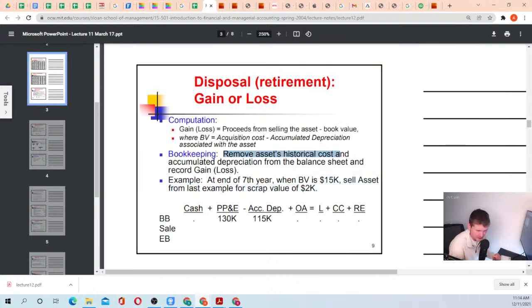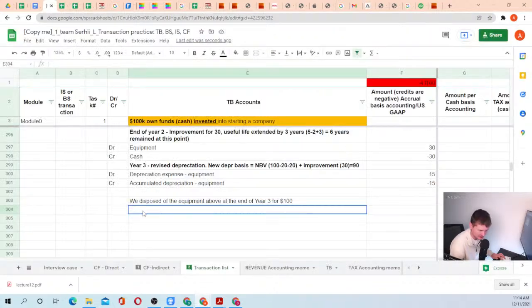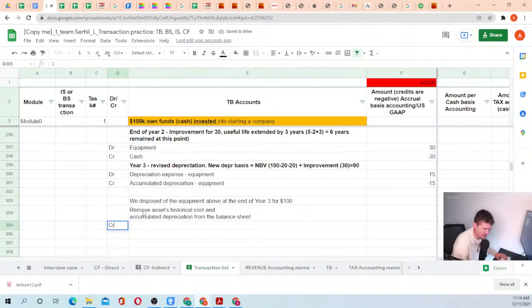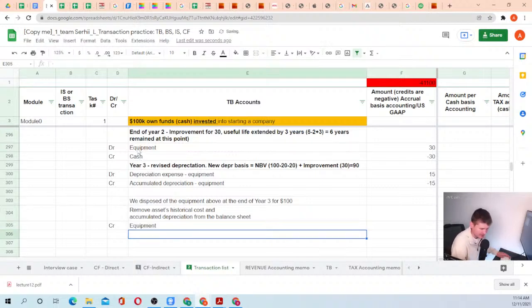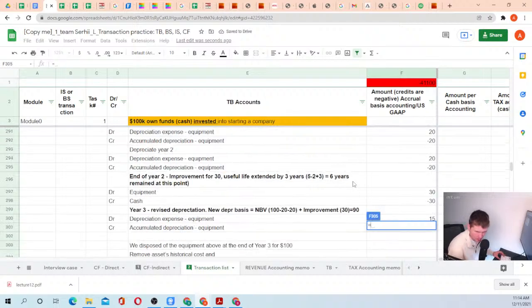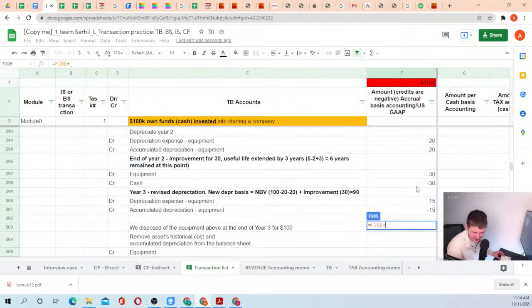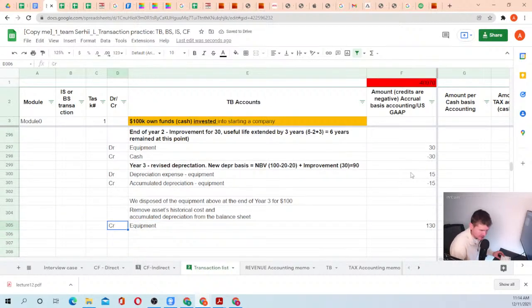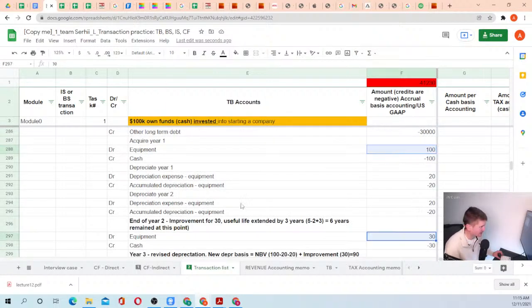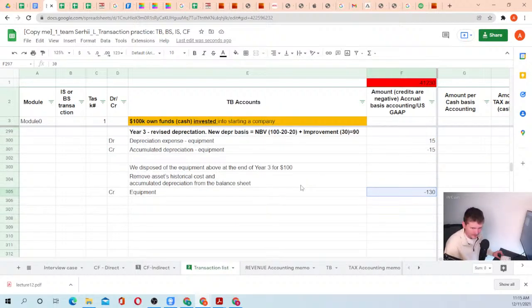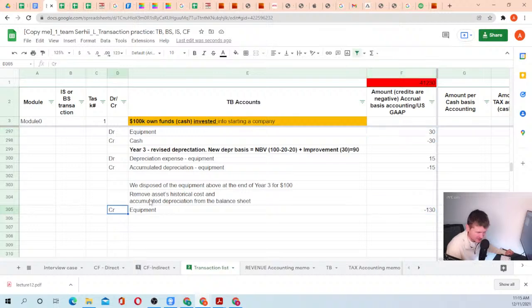So first, remove the asset's historical costs and accumulated depreciation from the balance sheet. Okay, let's do it step by step. So we credit an equipment account, and the amount we credit the equipment account is whatever we have for the cost of that asset, which will be 100 plus 30. So if you see, and that's actually should be negative. So if you see, all of that should net off to 0. So that nets off to 0. And that means that we removed historical costs.